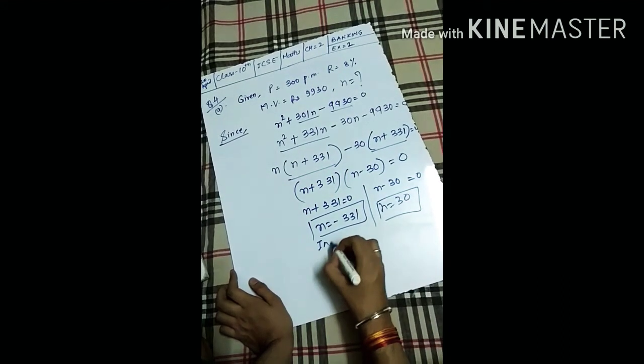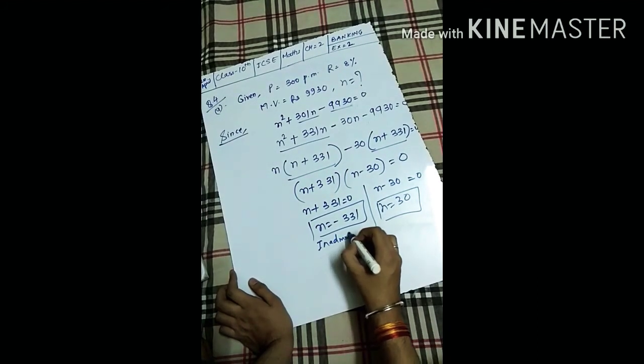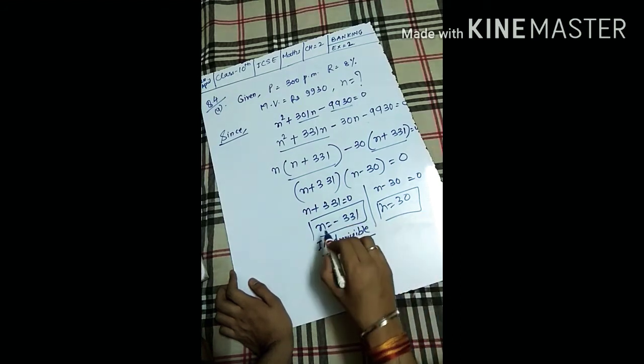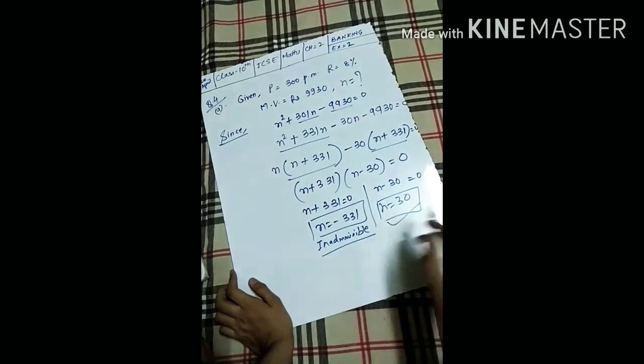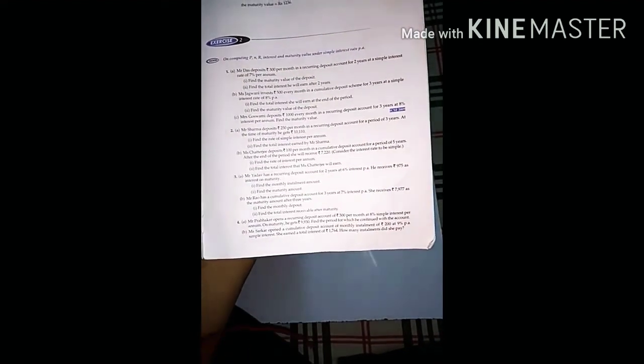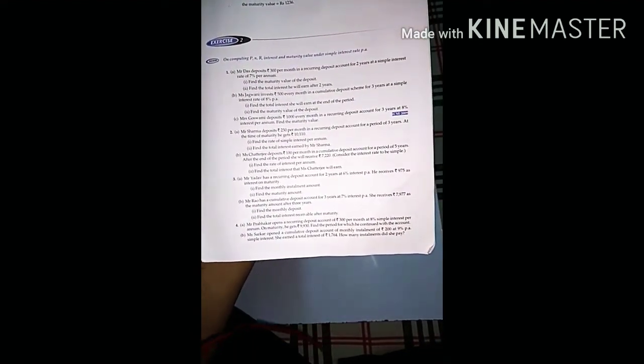Now this is inadmissible. Why? Because the number of periods is never negative. Okay, so this is our correct answer, like this. Alright, now let us come to the next question, that is fourth B I'm doing.